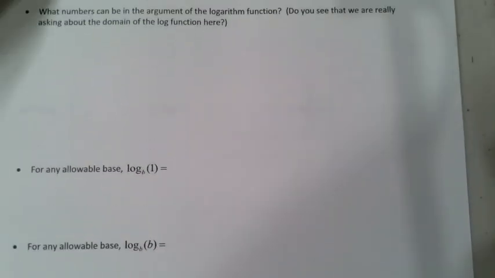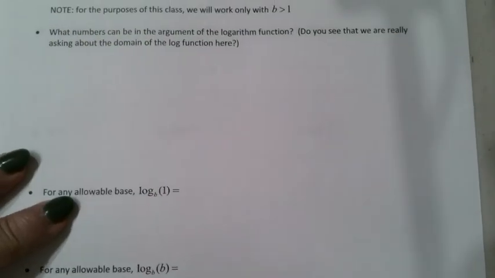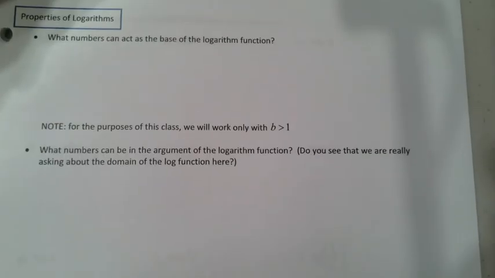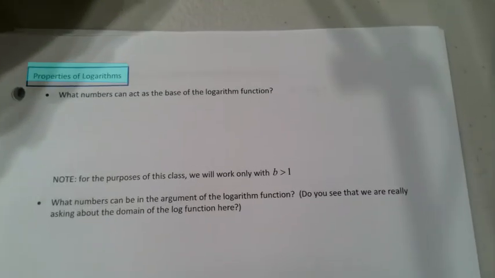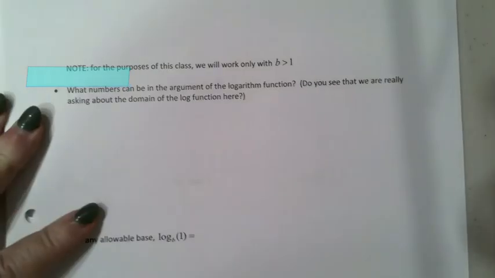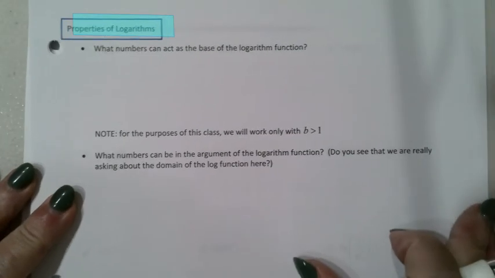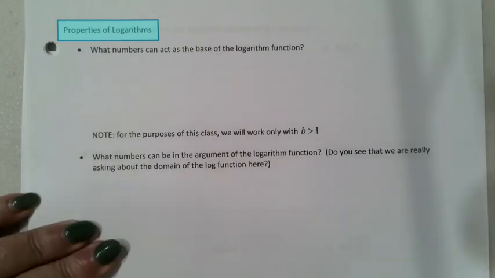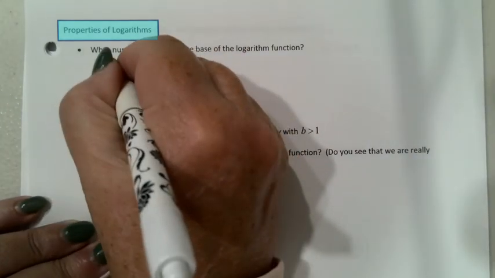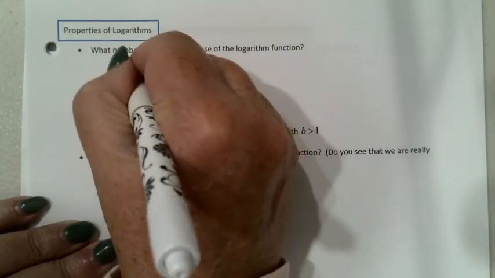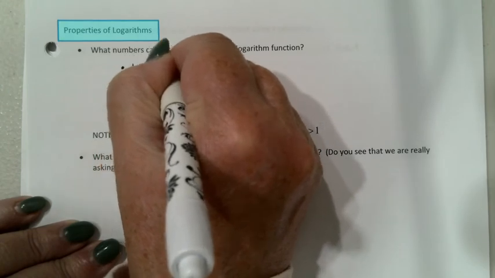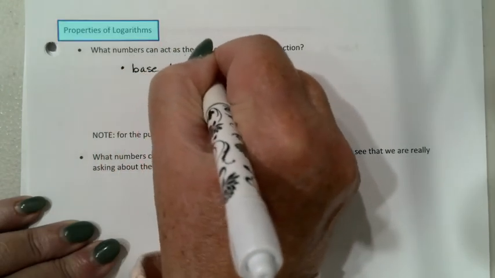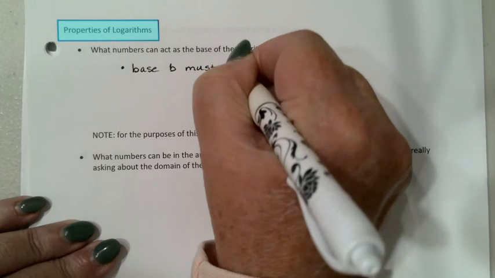All right, so now that we kind of have a feel for how to evaluate logarithms, let's talk a little bit more about the properties that a logarithm function has to follow. First of all, what kinds of numbers can act as the base of logarithm functions? The answer to that is most positive numbers. The base b must be positive.